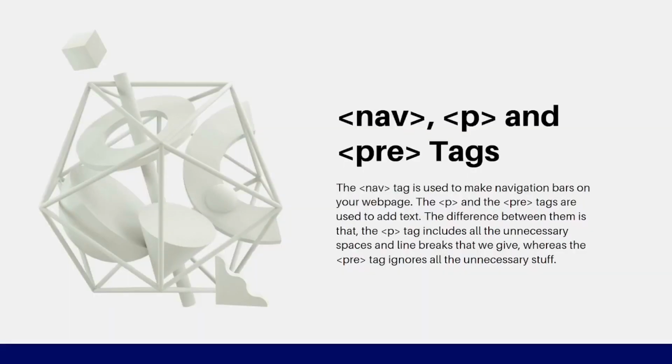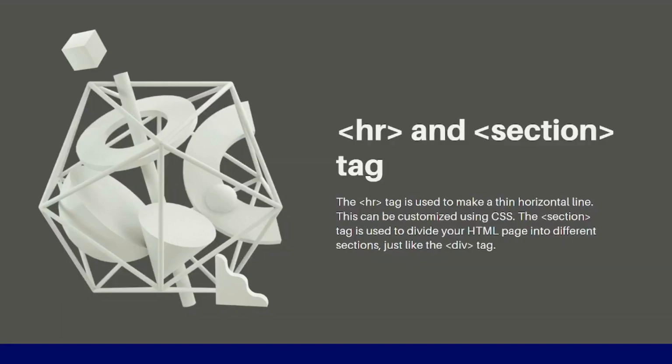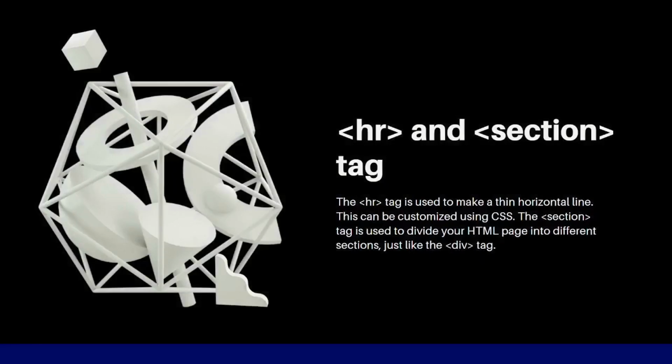So our next tags are nav, p, and pre. Nav is used to make a navigation bar. P and pre both are used to add text, but the difference is that P adds everything that you give inside it, but pre ignores all the unnecessary indentations, line breaks, spaces, etc. HR and the section tags. HR tag is used to make a small, thin, horizontal line. The section tag is used to divide the code into different sections, just like the div tag.